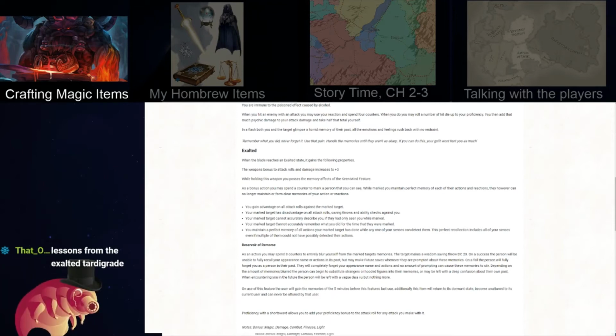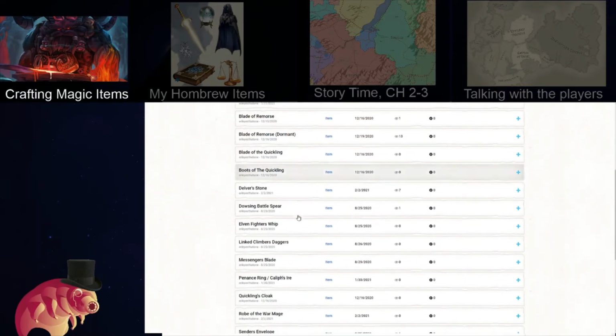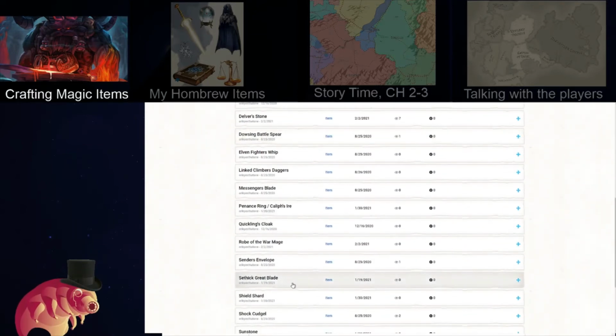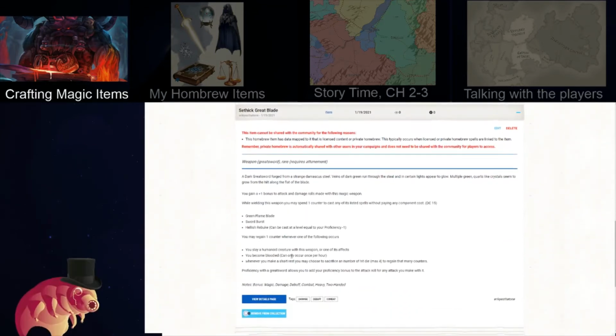But yes, making these items and allowing your players to actually face enemies and grow in power from that defeat, without having to level up, but by claiming what was theirs, is, I think, a very fun area to be in. And so the two weapons we're going to be talking about are called the Sethic Great Blade and some items of the Quickling. So the Sethic Great Blade was an item that my party actually encountered already and have won in a fight.